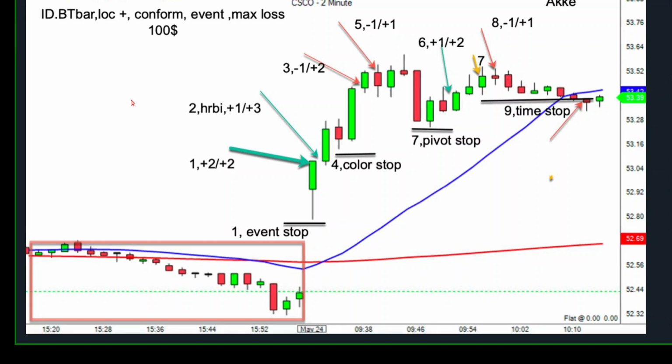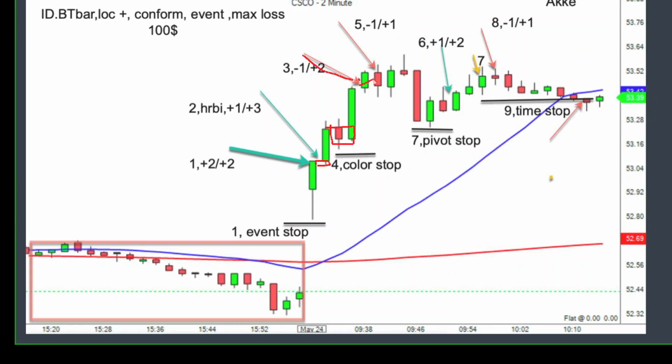So I'm going to do this real last one here for Akka. Akka's not here. Long 2 lots. Love the initial event stop on this hybrid bar. The size is good enough. The way it closed is good enough. HRBI, let's look at this again. No, that is not an HRBI. 2 pennies is not a hidden RBI. This is an RBI. Could have added here.